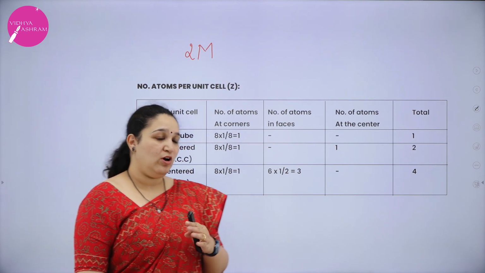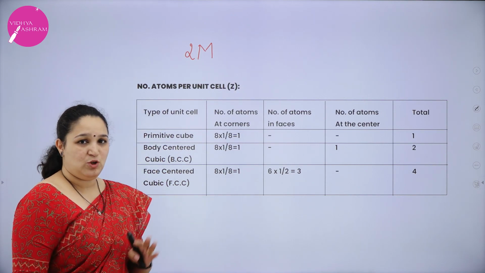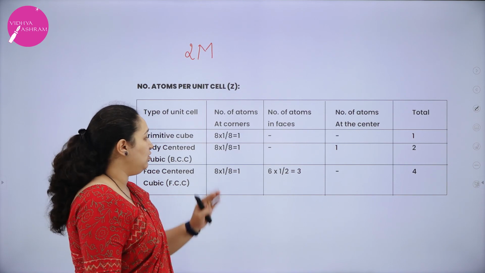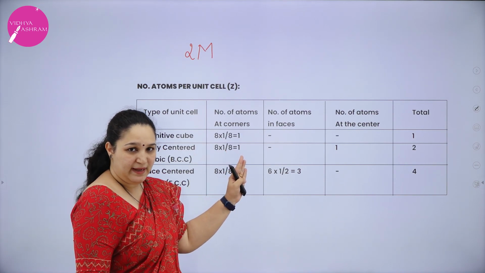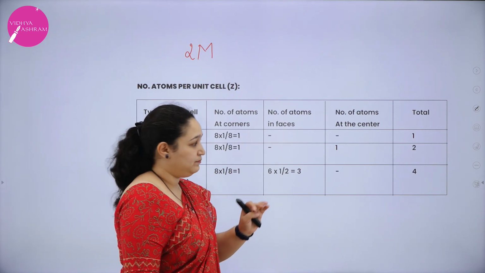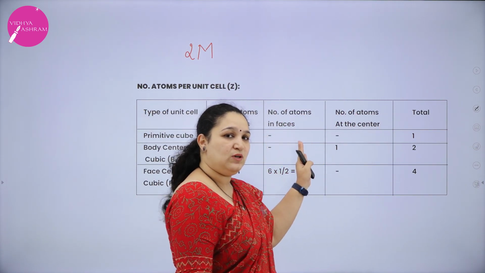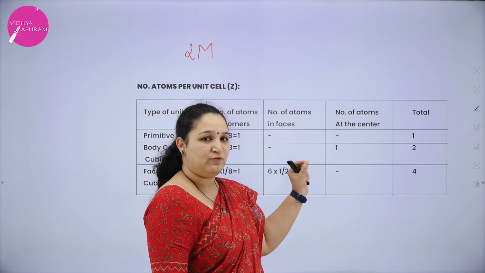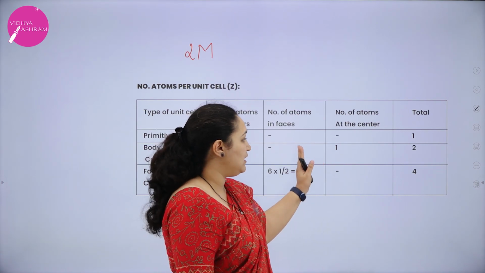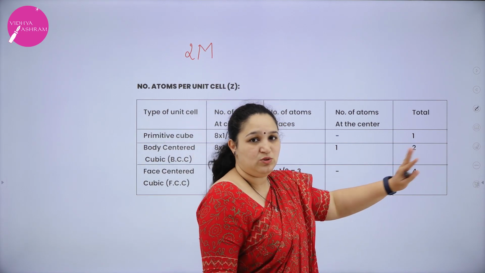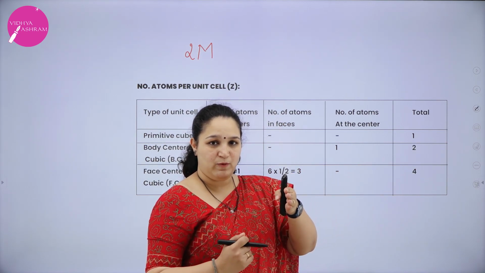But when you write for BCC, you have to write number of atoms at corner is equal to 8 corners into 1/8 is equal to 1 atom. Then you have to write number of atoms at the center is equal to 1. Full, you will get 1 full atom in the center. So is equal to 1 atom. Total number of atoms is equal to 2. So you have to write it stepwise.